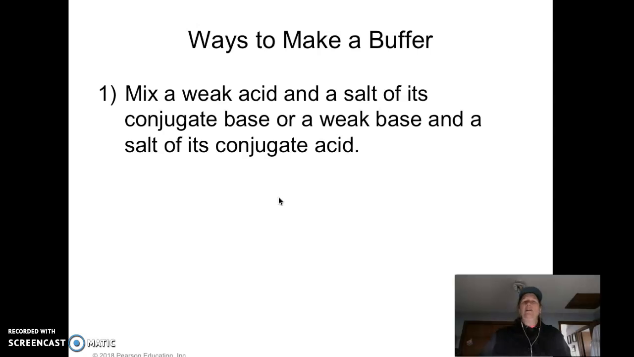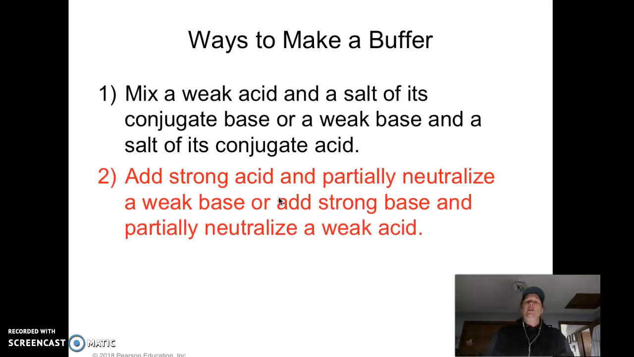Okay, so how do you make a buffer? Well, you can mix a weak acid and a salt of a conjugate base, or a weak base and the salt of its conjugate acid, okay? So in other words, remember conjugate acids and bases, you need to use those in order to figure those out. You can add a strong acid and partially neutralize a weak base, or you could add a strong base and partially neutralize a weak acid, okay?